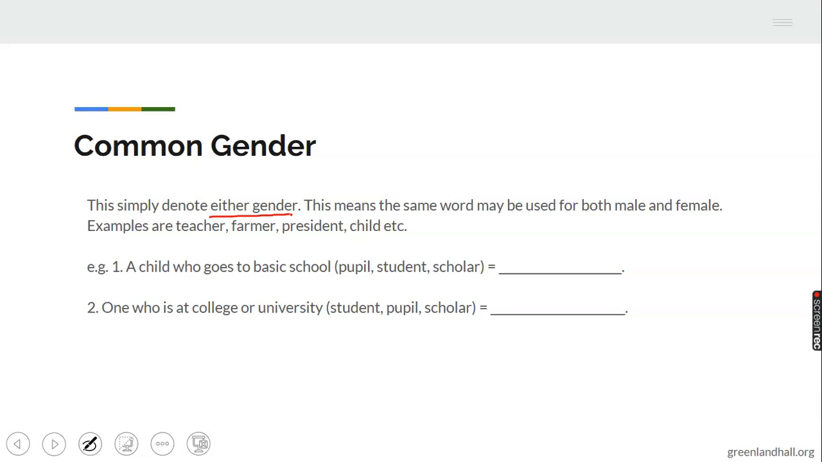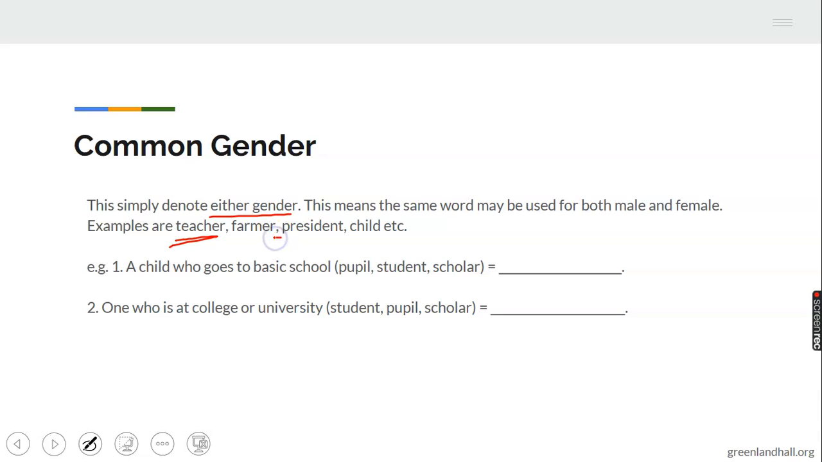This means the same word may be used for both male and female. Look at these examples. We have teacher. If I tell you, "I saw my teacher," and you don't know my teacher, you don't know if my teacher is a male or a female. But if you know her, then you know the gender. But teacher as a word, "I saw one of our teachers," you don't know who the teacher is, whether male or female. So this is a common gender.